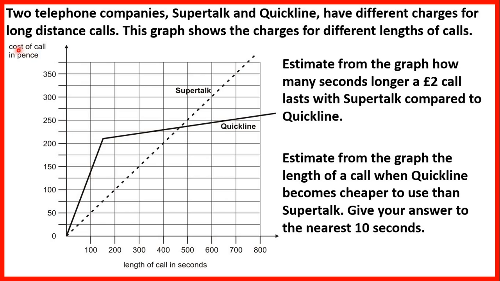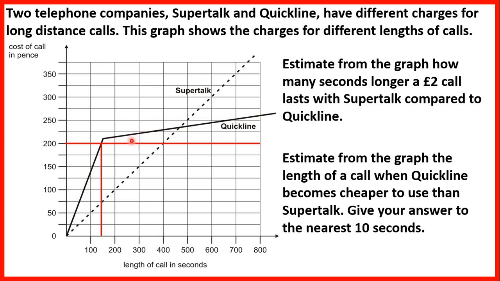So we have the cost of call in pence on this side, and £2 is 200 pence. So we can draw a line across from 200 pence, and then if we see where that meets the line for Quickline, we can draw a line down and see that it's between 100 and 200 seconds. So I would estimate perhaps 140, because it's slightly closer to 100 than it is to 200.